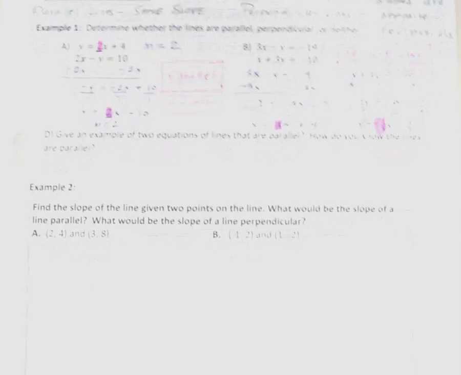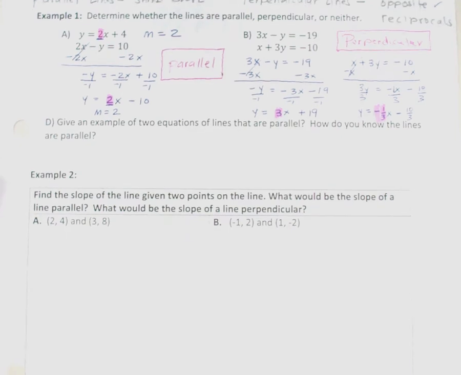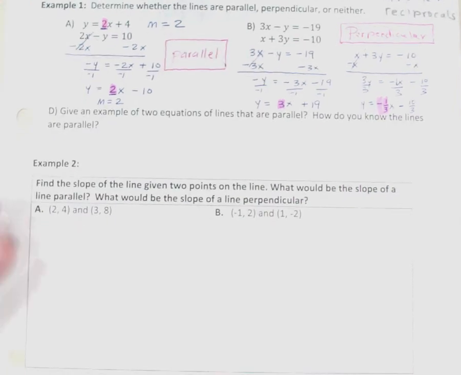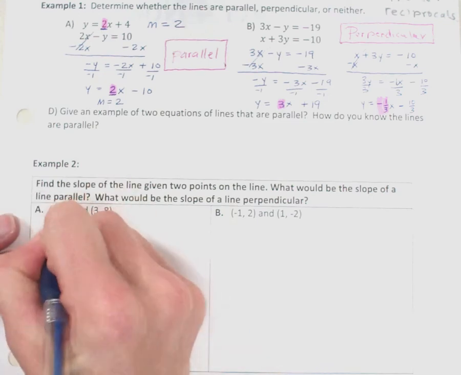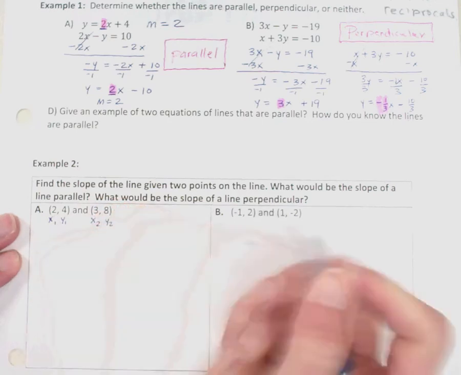Okay, example 2. Find the slope of the line given 2 points on the line. What would be the slope of a line parallel? What would be the slope of a line perpendicular? Okay, to find the slope of the line given 2 points, we're going to use the slope formula given above. Y sub 2 minus y sub 1 divided by x sub 2 minus x sub 1. I have two ordered pairs. I have x sub 1, y sub 1, x sub 2, y sub 2.